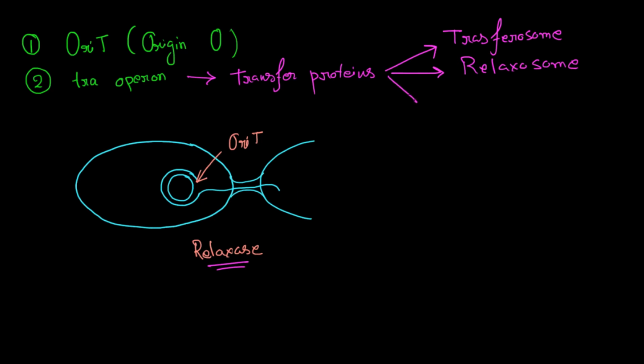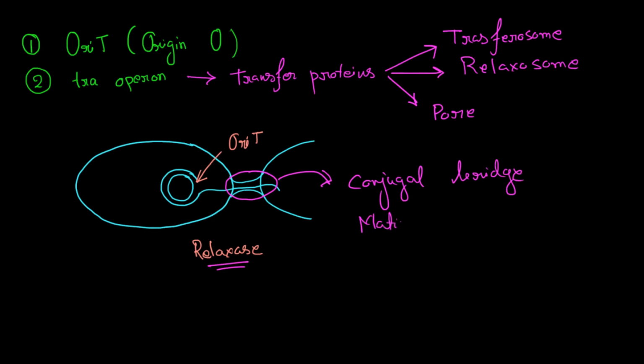Some other transfer proteins together form the pore. That is this part, this narrow bridge or pore that is formed between these two cells. This bridge is also known as conjugal bridge or mating bridge or conjugal tube or mating tube. You should remember all these terms because the question can come with any of these terms.